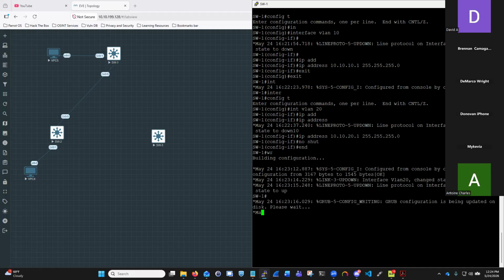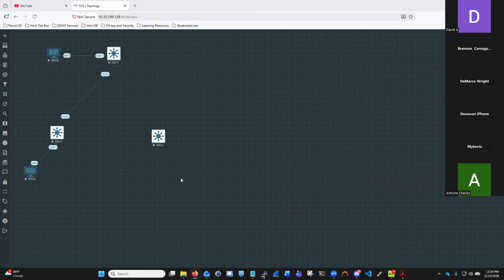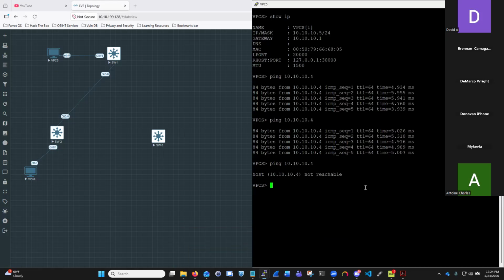All right. Excellent. Okay. So we've got to go to PC5 and assign it another IP address for our test to work. So let's do that. Let's do IP 10.10.20.5, with mask 255.255.255.0, and gateway 10.10.20.1. Okay.